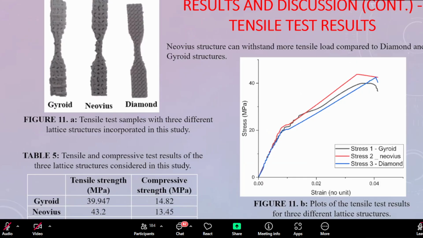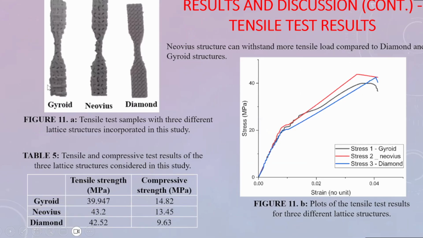And we did some tensile tests on the lattice structures we printed. From that, we found neovius is doing much better compared to diamond or gyroid structures. So we come to the conclusion that neovius structures are much better than gyroids and diamonds in terms of mechanical as well as biocompatibility studies.